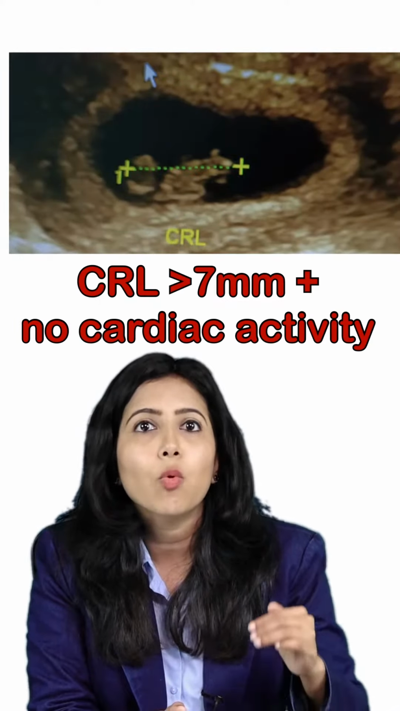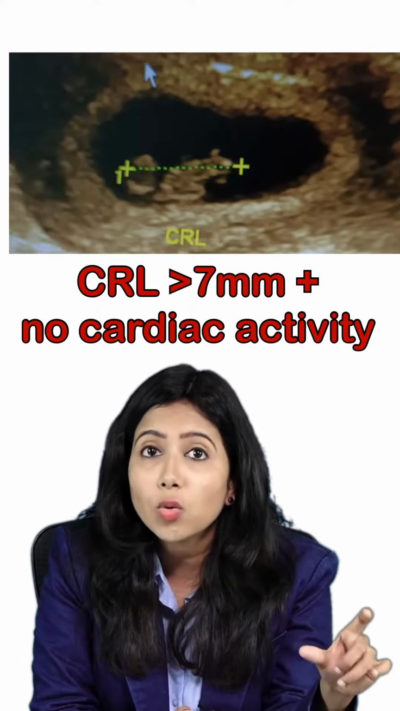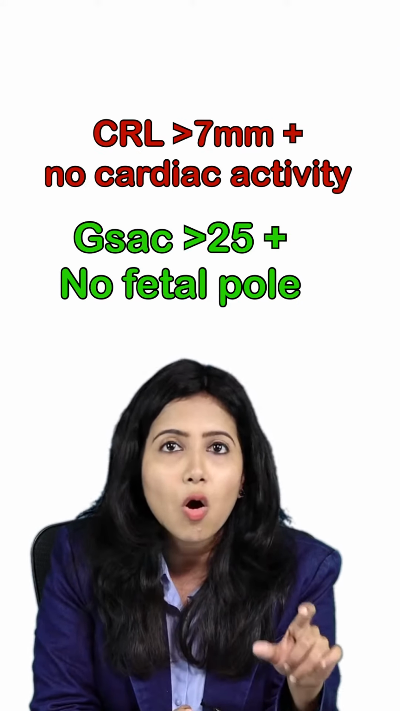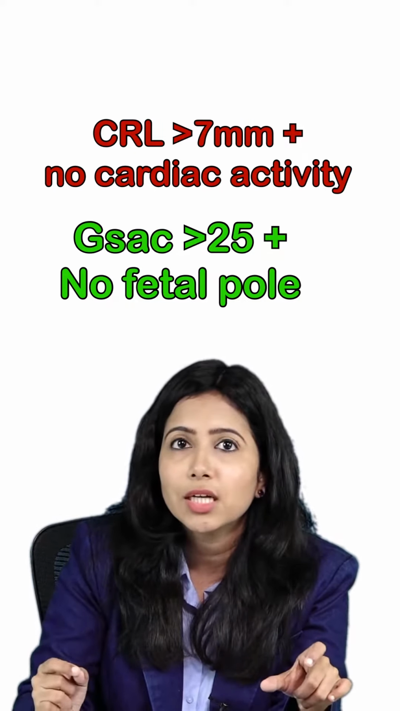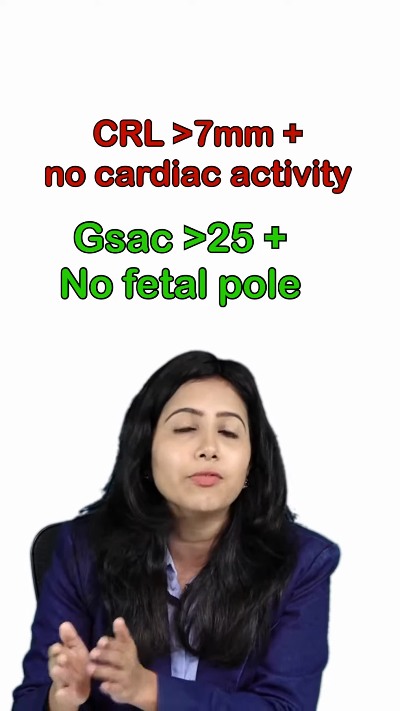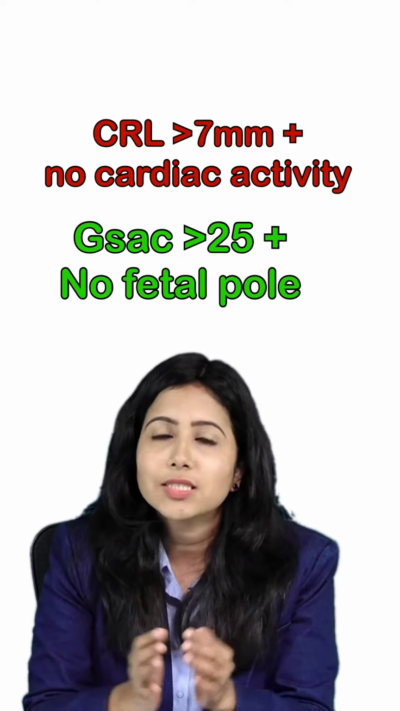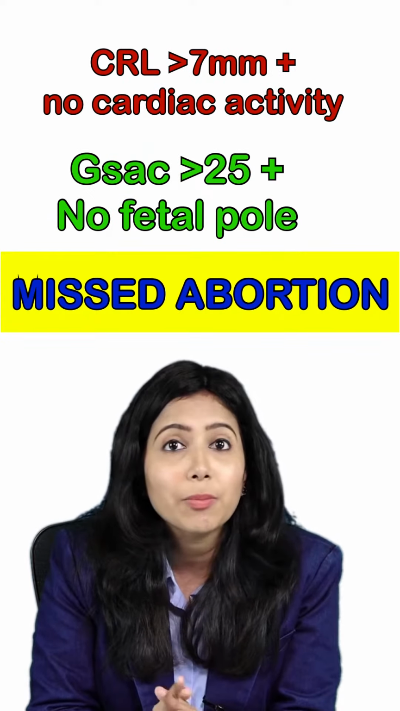So, in a pregnancy where the crown rump length is more than 7 mm without any cardiac activity, or the gestational sac is more than 25 mm, but we cannot see any fetal pole. So, if this is the situation, the diagnosis is missed abortion.